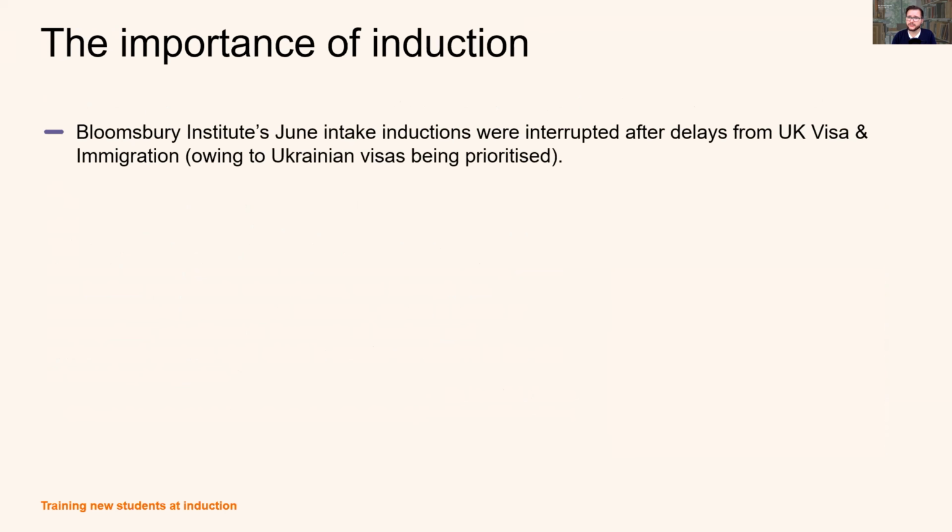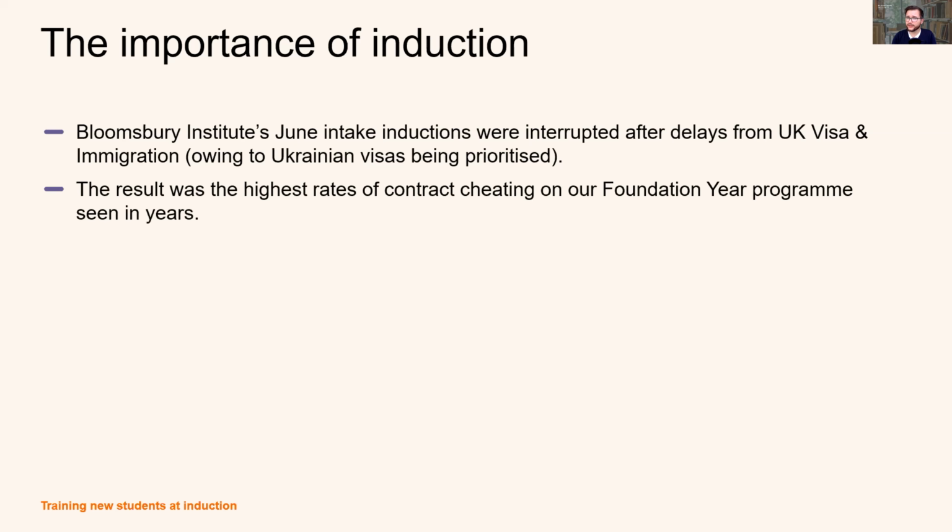Our June intake inductions, we have a June intake at Bloomsbury Institute, which is largely composed of students from South Asia. These inductions were really quite severely interrupted when UK Visa and Immigration decided to prioritise Ukrainian visas, which is fair enough, but meant that we had students arriving up to 4 or 5 weeks late into term. Now, one thing that happened following this was the highest rates of contract cheating on our foundation year programme that we'd seen in years. Now, obviously, I don't think this is the only factor playing into this, but nevertheless, the two things happening together struck me.